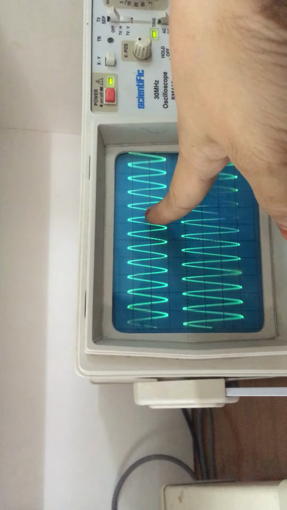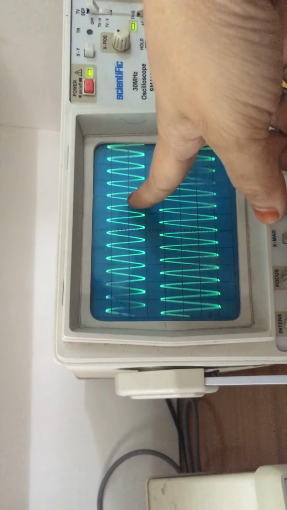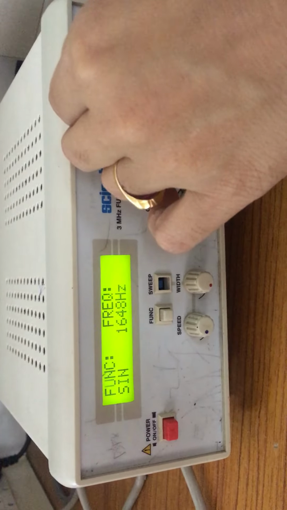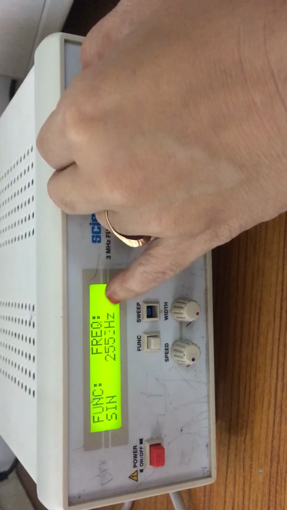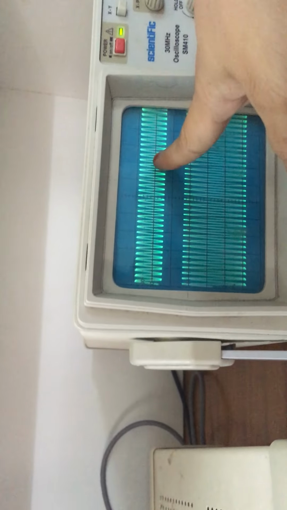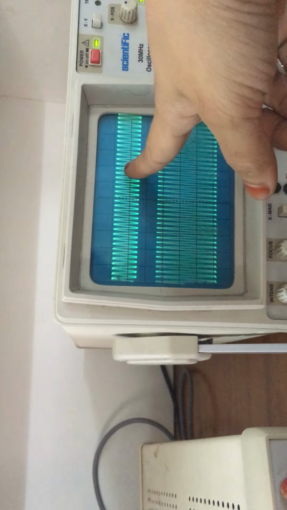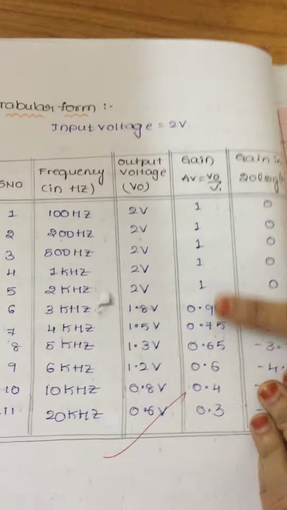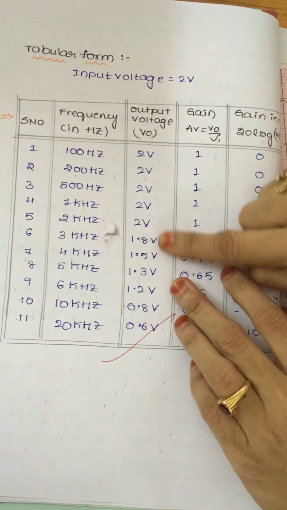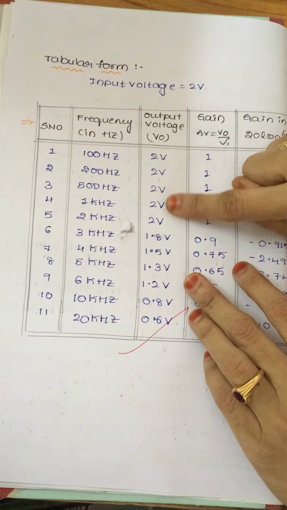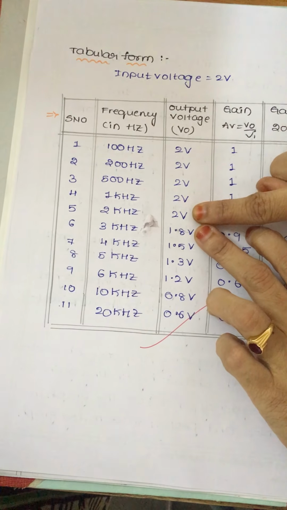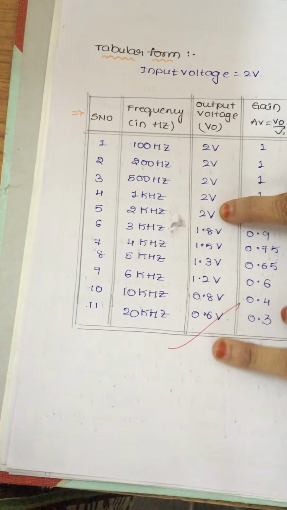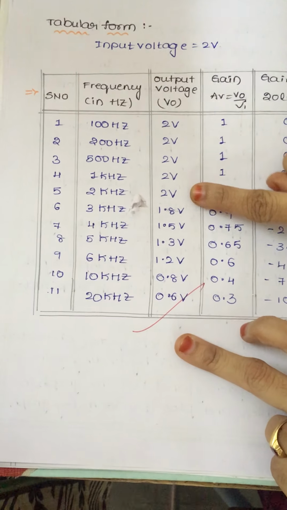Again I am increasing the frequency here. As the frequency increases, you can observe the amplitude of the signal is decreasing. So this particular circuit will act as a low pass RC circuit. These are the sample values: the input voltage we are taking is 2 volts at low frequency. That means up to the cutoff frequency the maximum amplitude will be obtained, and after the cutoff frequency the amplitude slowly decreases towards 0.